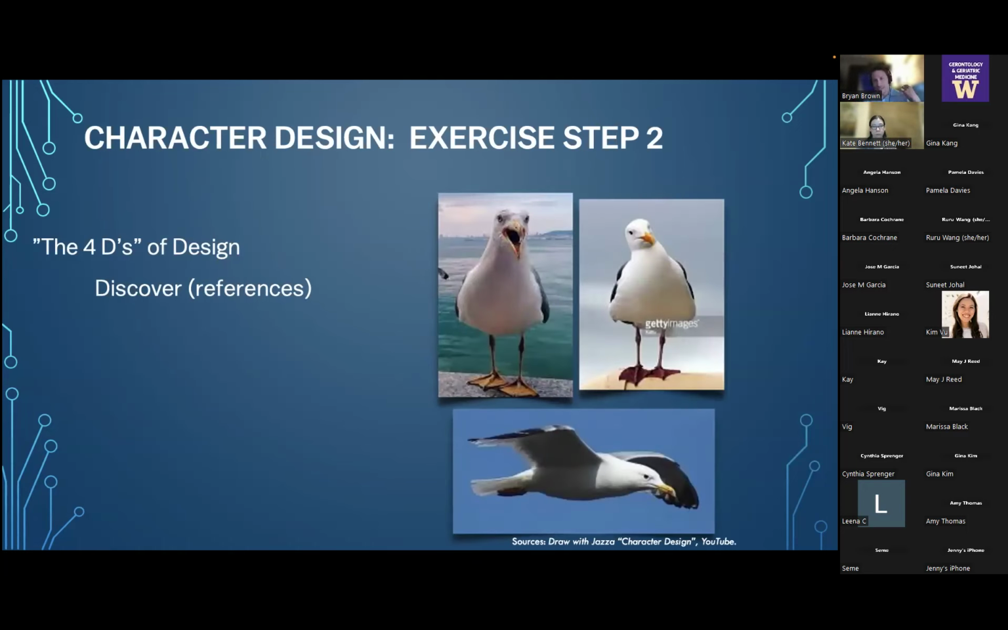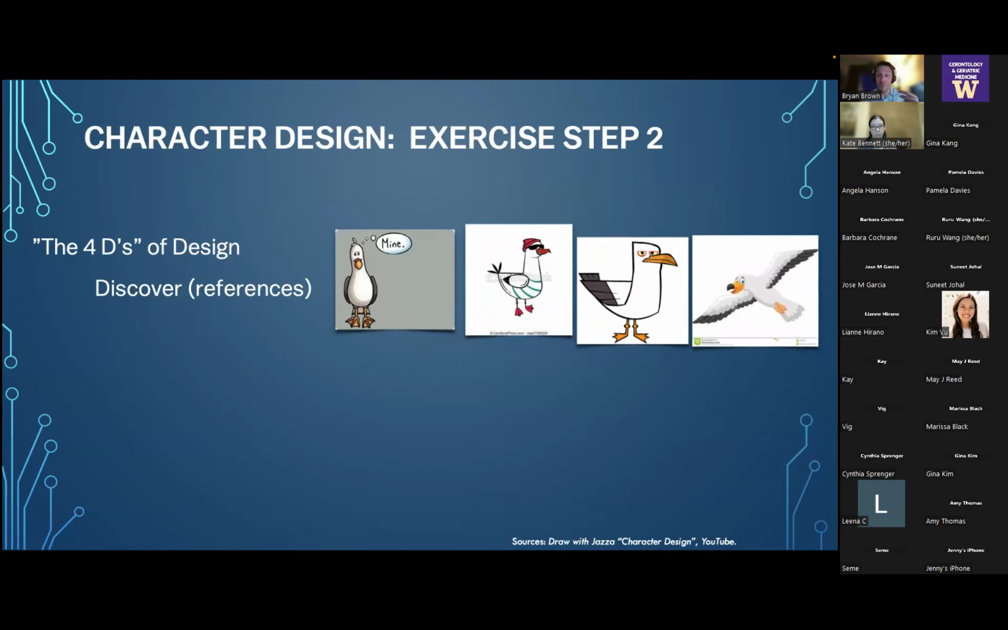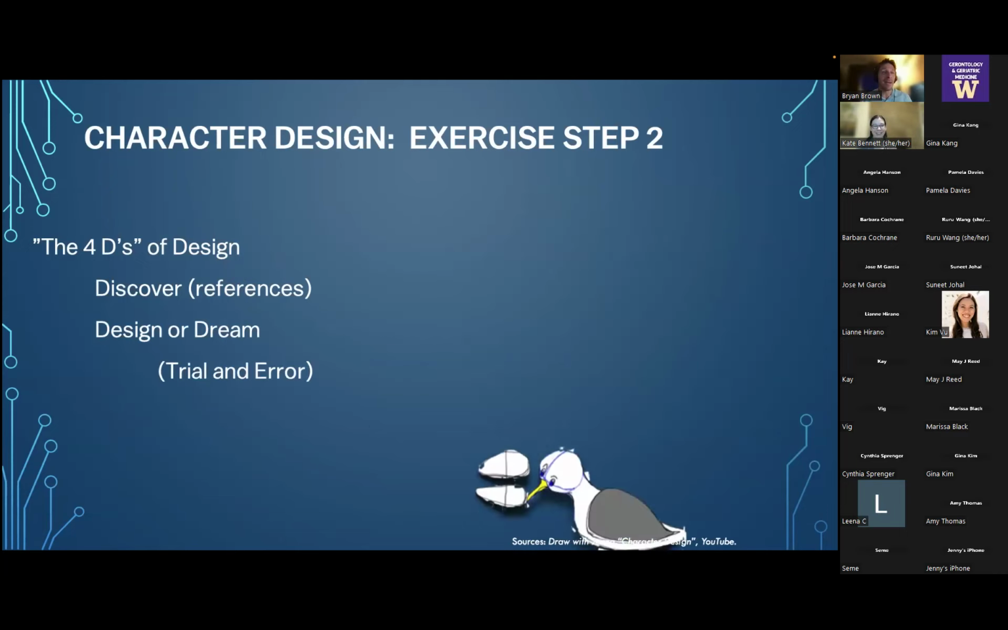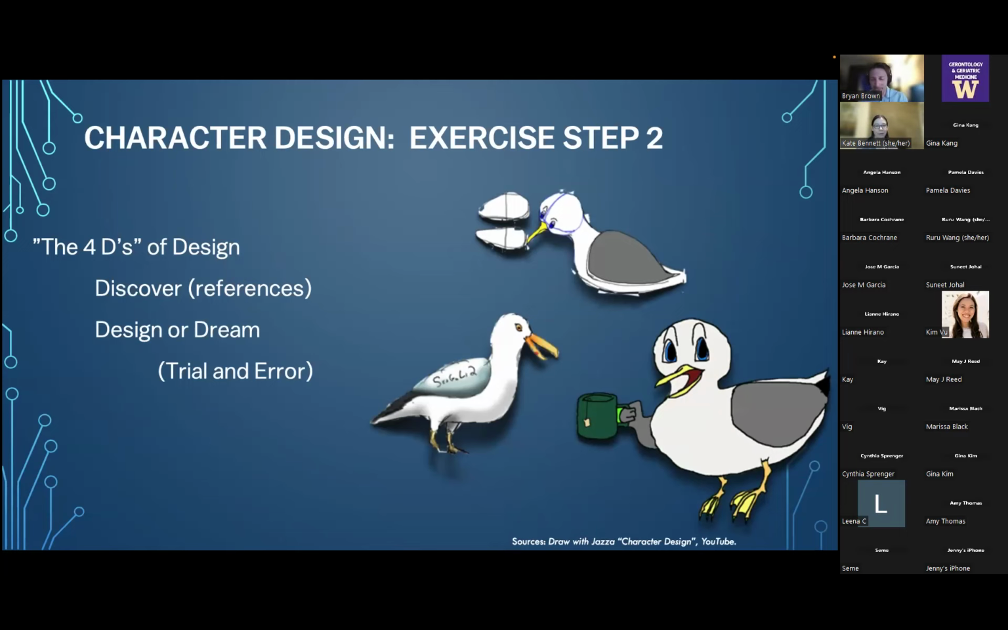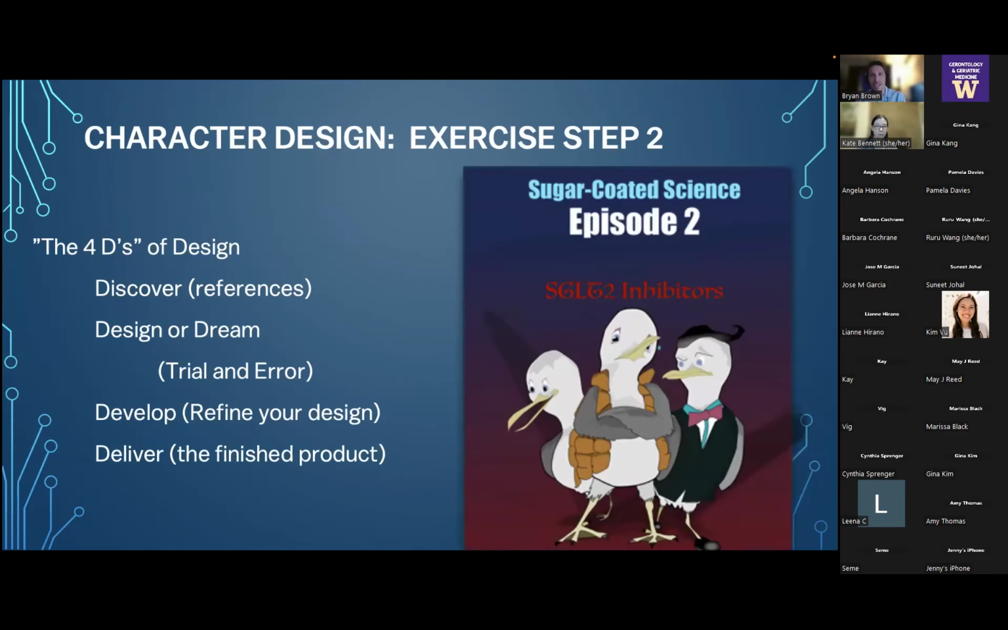And so if I want to make a seagull character, I'm going to look at pictures of seagulls, but I'm also going to look at how other people have drawn seagulls to see what features they focus on to catch its seagullness. Then I'm going to do a design or dream stage where I intentionally create a lot of diverse types of seagulls, intentionally different from one another. Then I develop or refine my design. So I say, hey, I like the sweater from this one and the shoes from this one and the beak from this one. And then the deliver phase where you have your final product.